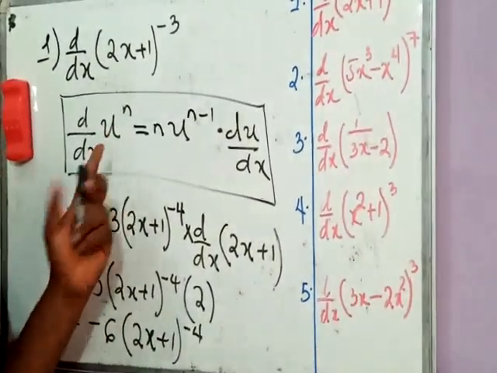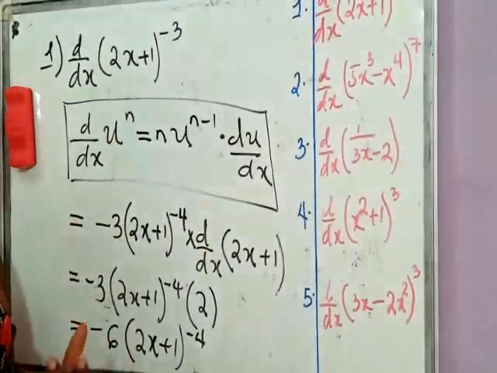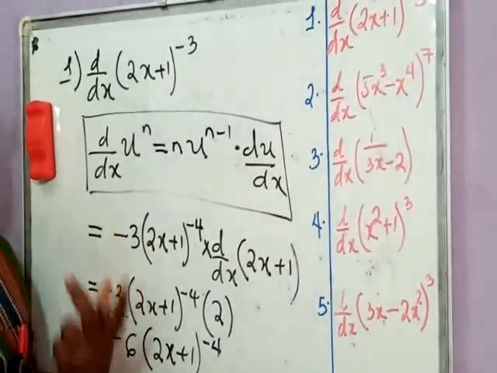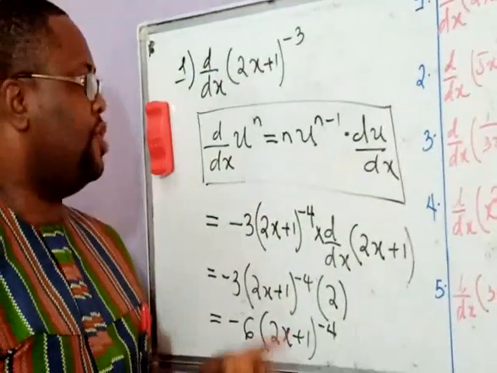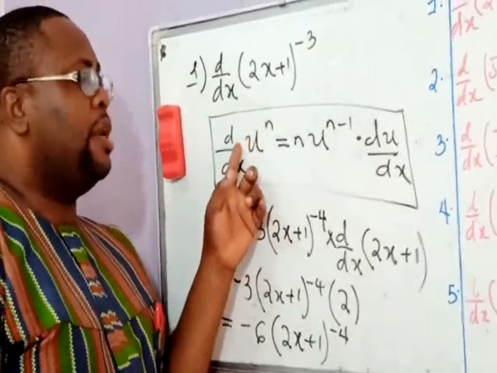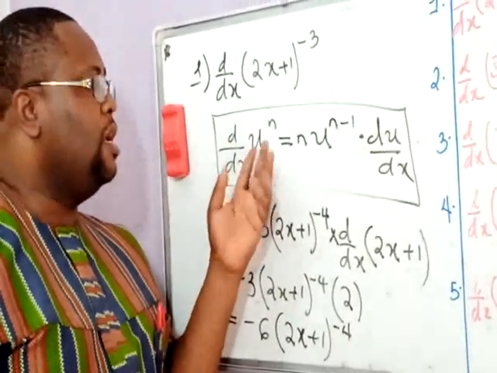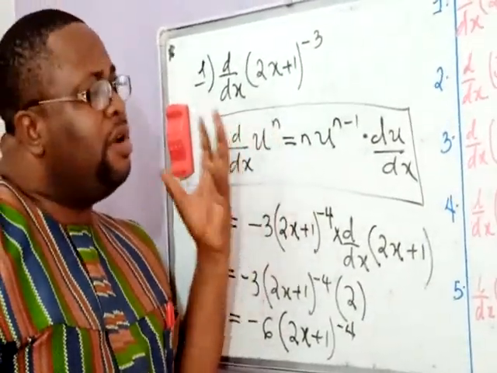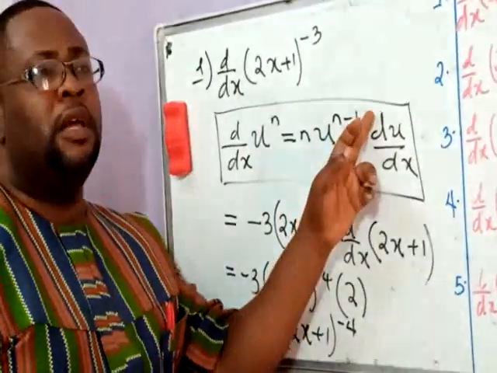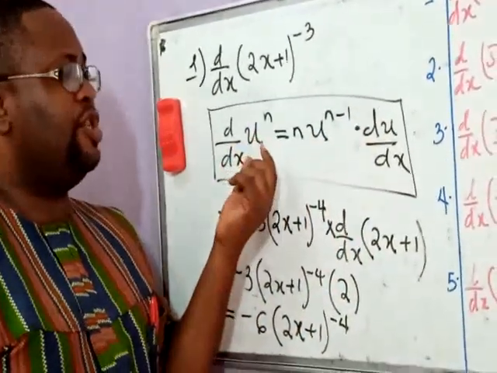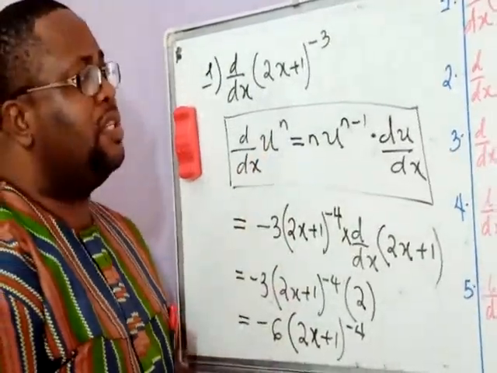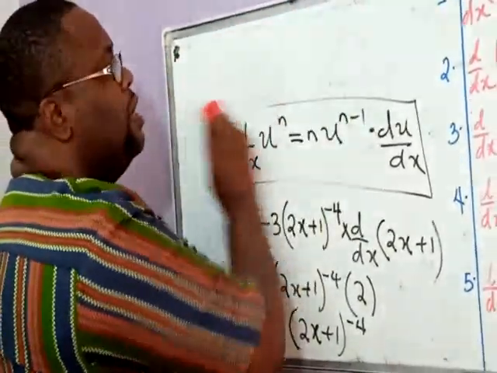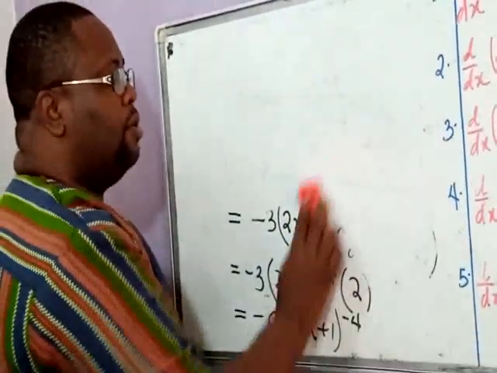If this is u, a differentiable function of x, the only thing you need to do to differentiate it is take your power, bring it down, repeat your u again, and then take n minus 1. When you have done that, you simply multiply by u prime of x, that is, you differentiate the u part. Now the second problem will explain even more to us.